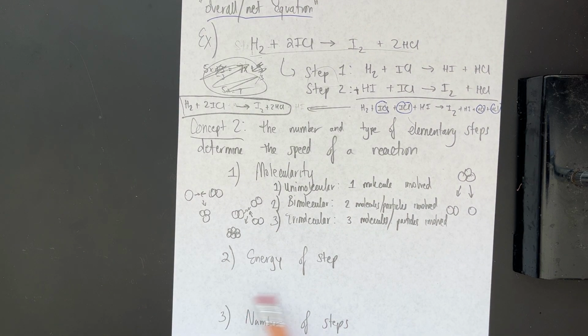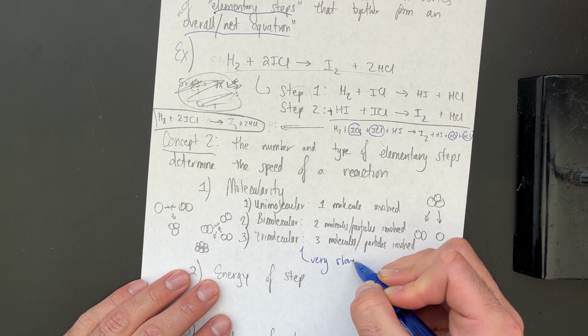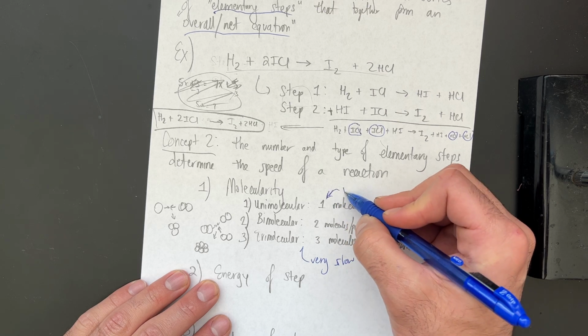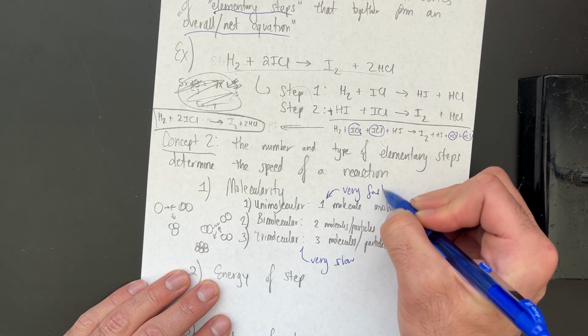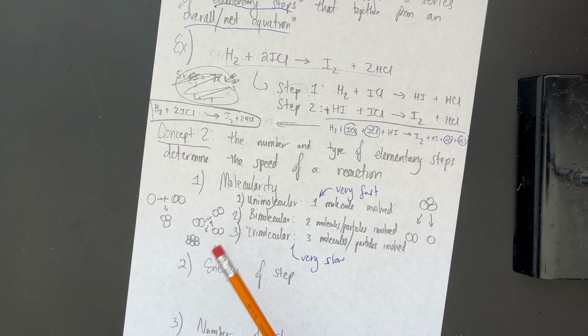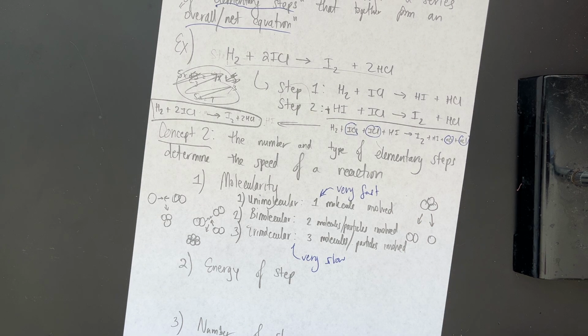Now, the point is that this is very slow, and this is very fast. Unimolecular is very fast, and trimolecular is very slow. Because of probability. Basically, the probability of 3 things hitting each other with the right energy and the right orientation is very unlikely. It's very unlikely for that to occur. Whereas for 1 molecule, it's very easy for that to occur. It's very easy for it to coordinate that.